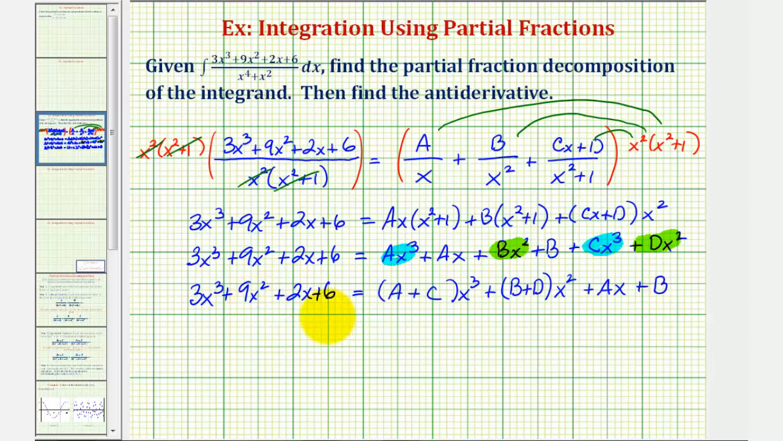And now because the coefficients on the left must be equal to the coefficients on the right of the like terms, notice how we have a plus c must equal 3. B plus d must equal 9.